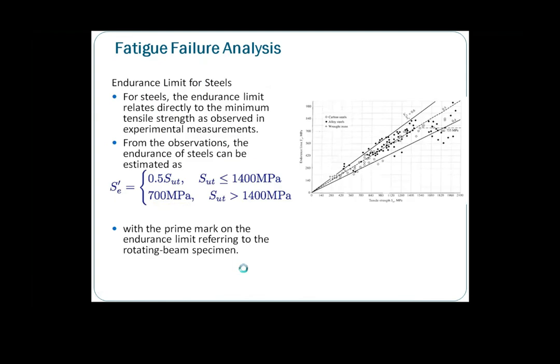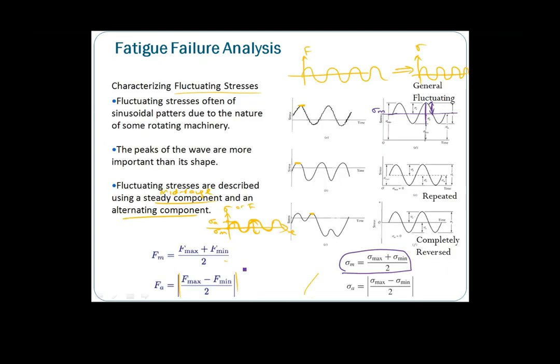So we have theories. Later on, you will see that we use different theories to determine fatigue failure, rather than just looking at the SN curve, right? So this is the general fluctuating stress. Then repeated stress, basically, you have a minimum equal to 0. When you have a minimum equal to 0, we call it a repeated stress.